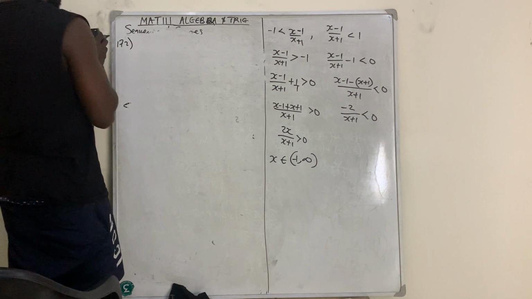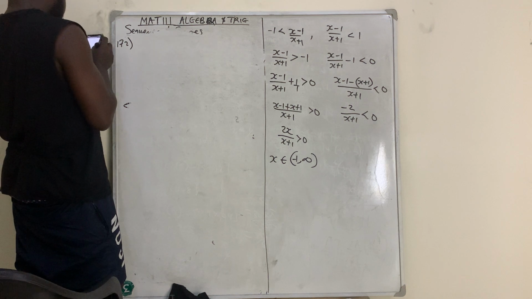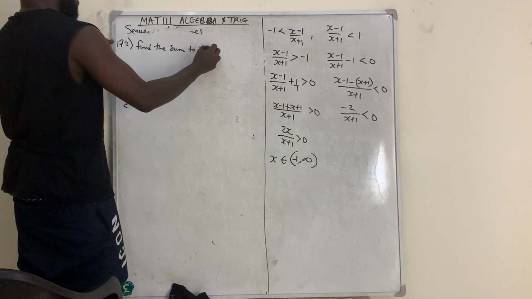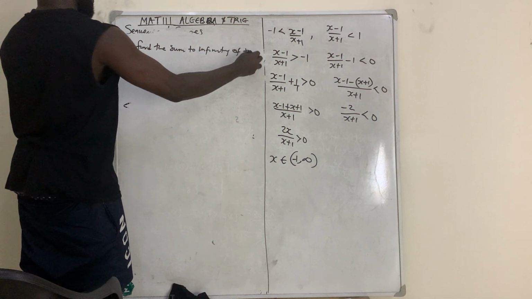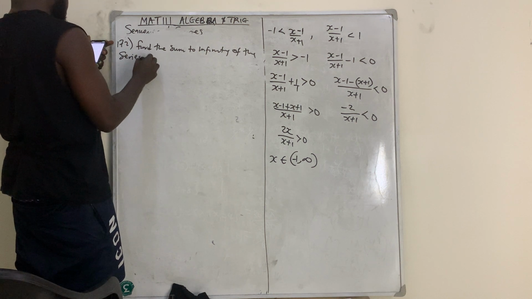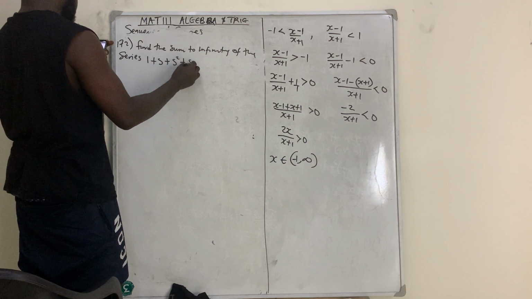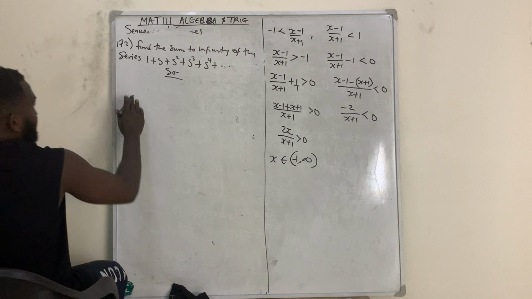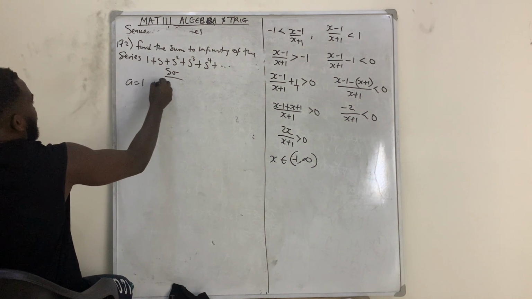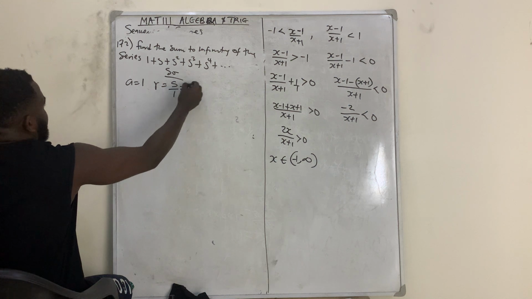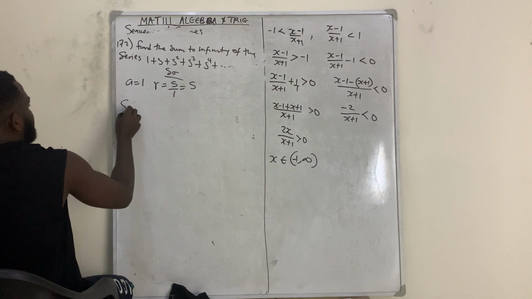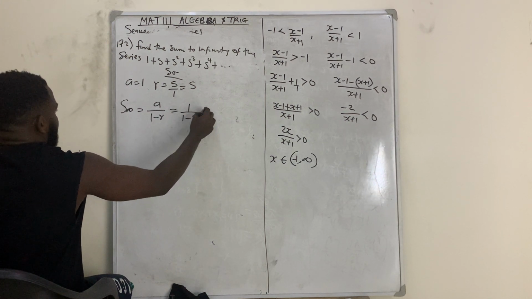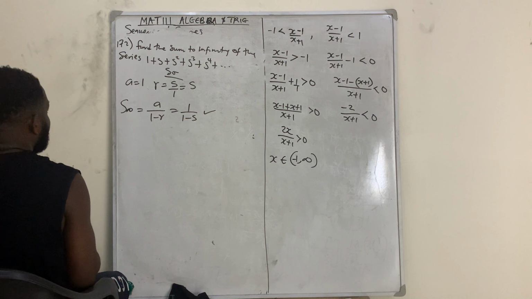172 said find the sum to infinity of the series 1 plus s squared plus s cubed plus s raised to power 4 plus dot dot dot. Solution. This is very, very simple. The first thing, you say that my a is 1 and my common ratio is the second term divided by the first term, which is s. So my sum to infinity is simply a over 1 minus r, which is 1 over 1 minus s. That's all. Very, very simple. So we'll go to the next question.